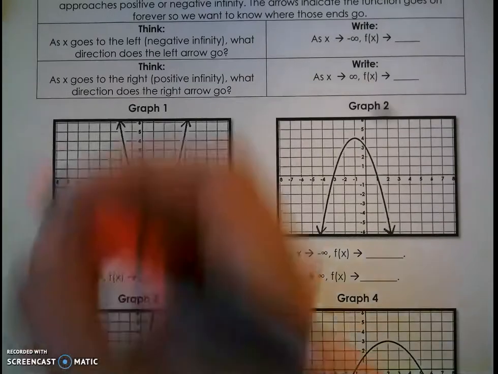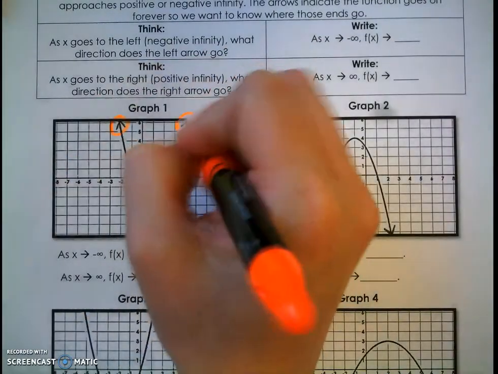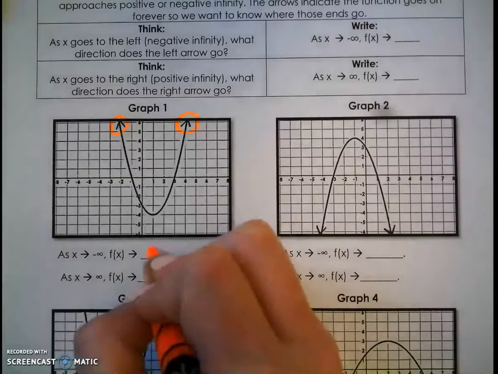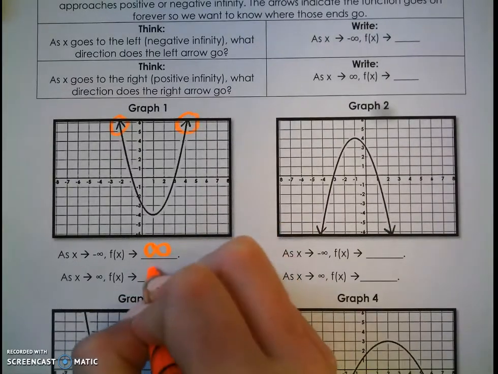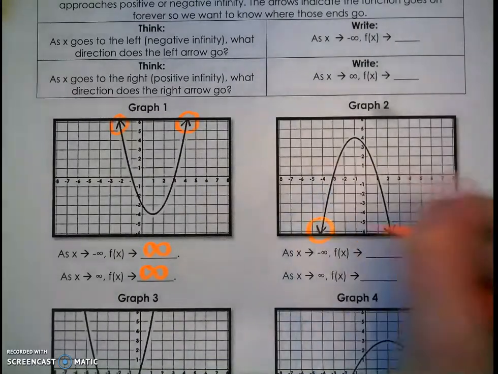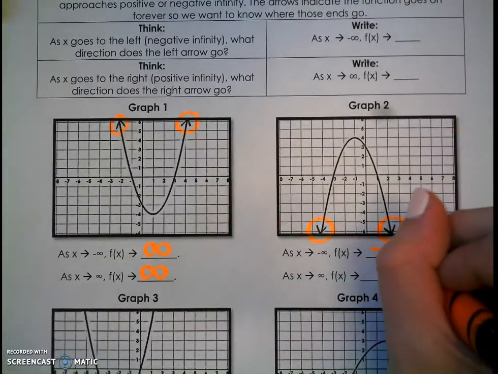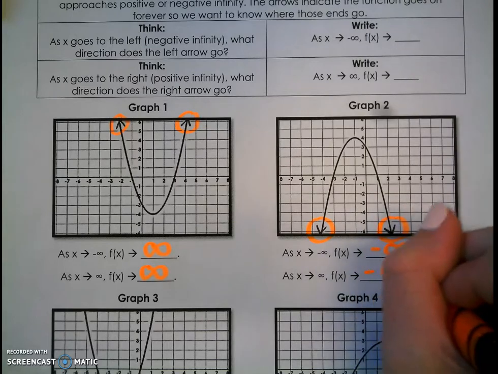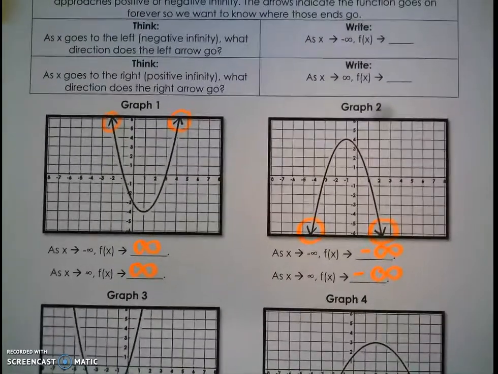So for end behavior, all you do is look at those arrows. If they're going up, then our end behavior would be f of x, or our y values, go to infinity. If they go down, then it goes to negative infinity. So it's always going to be the same, and it's always either going to be positive infinity or negative infinity.